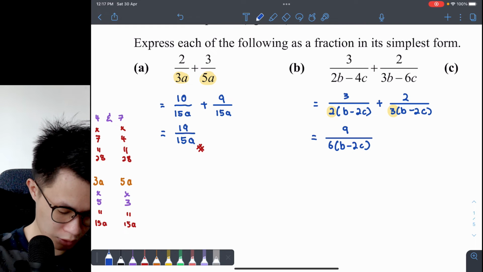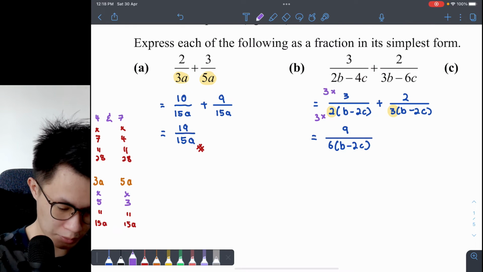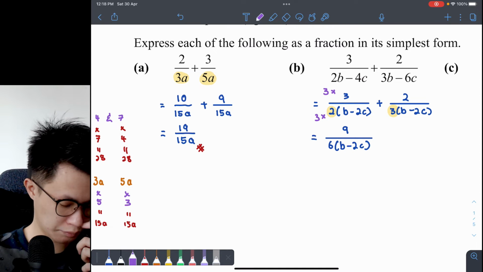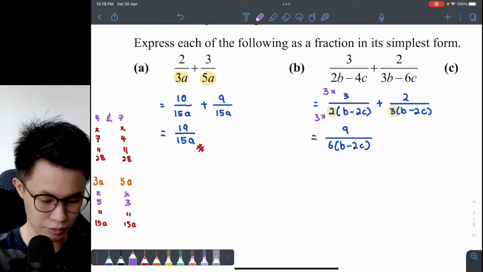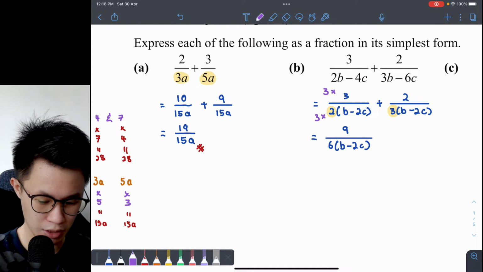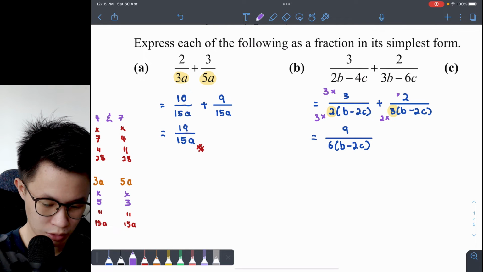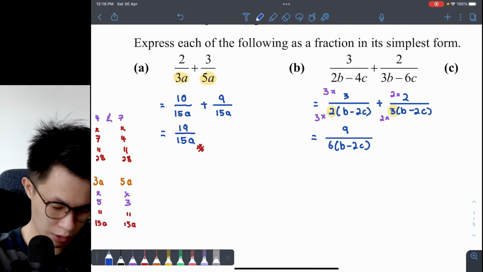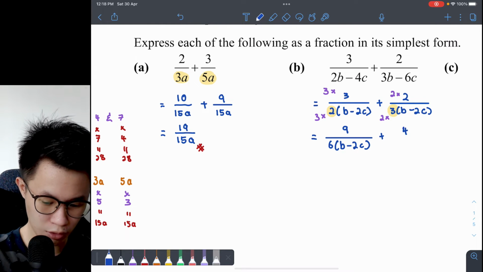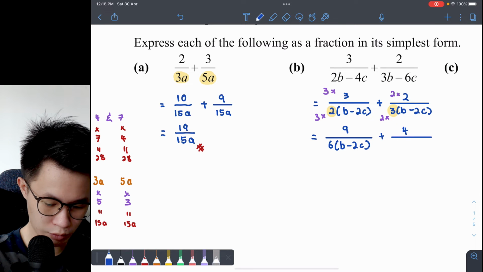Okay, what's going on here? Let me just write it here. I'm just going to multiply 3 to the top and bottom of the fraction. So for the other side, instead of multiplying 3, I will multiply 2, and hence I will get 4 over 6 times b minus 2c.